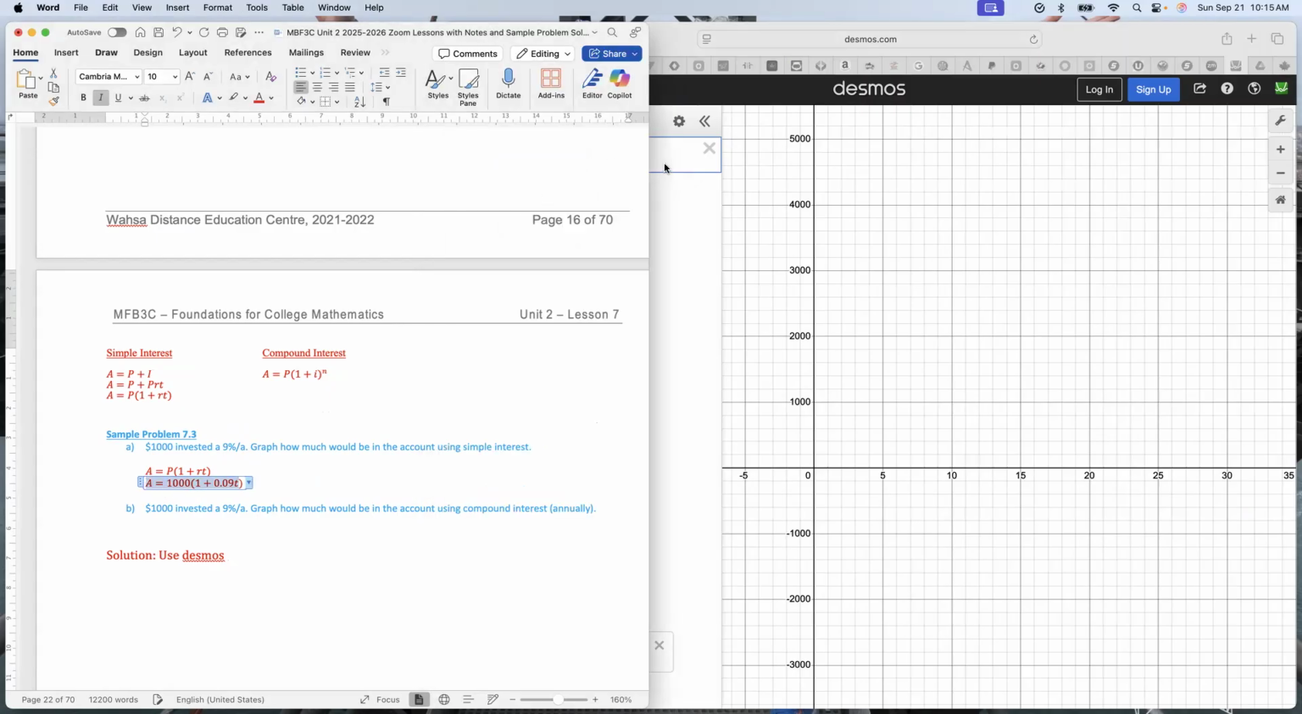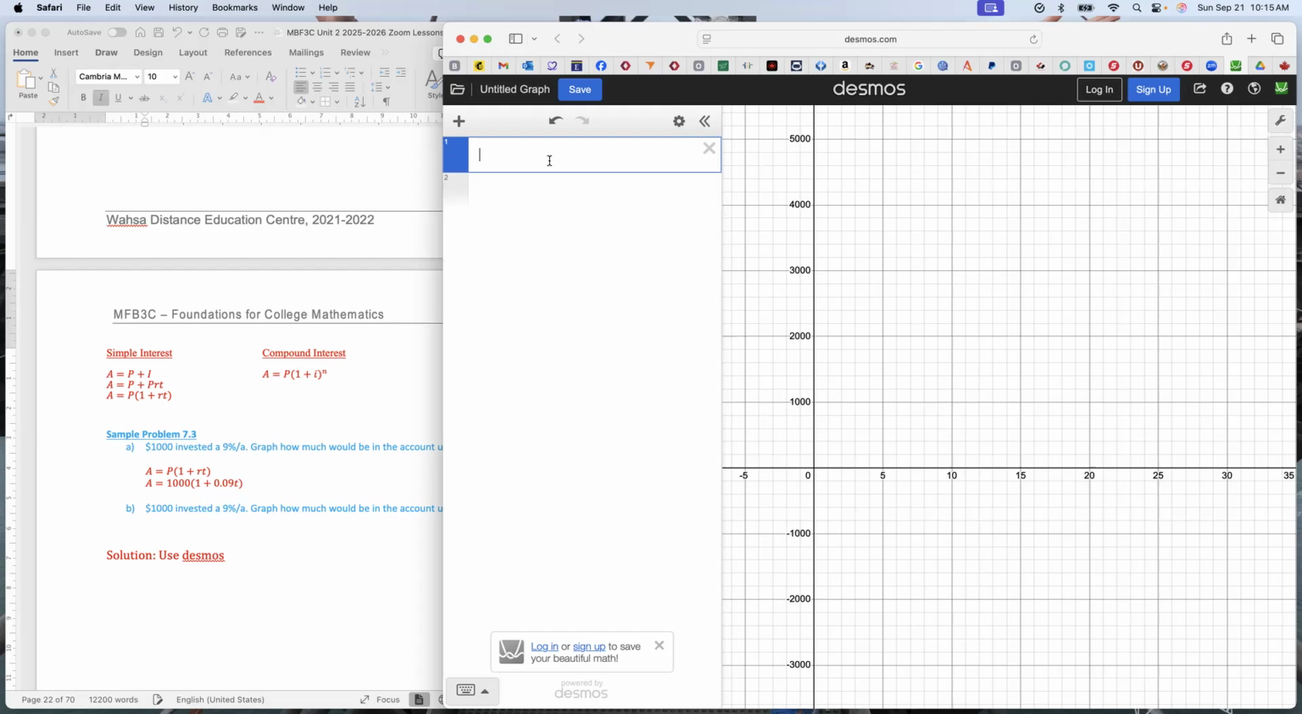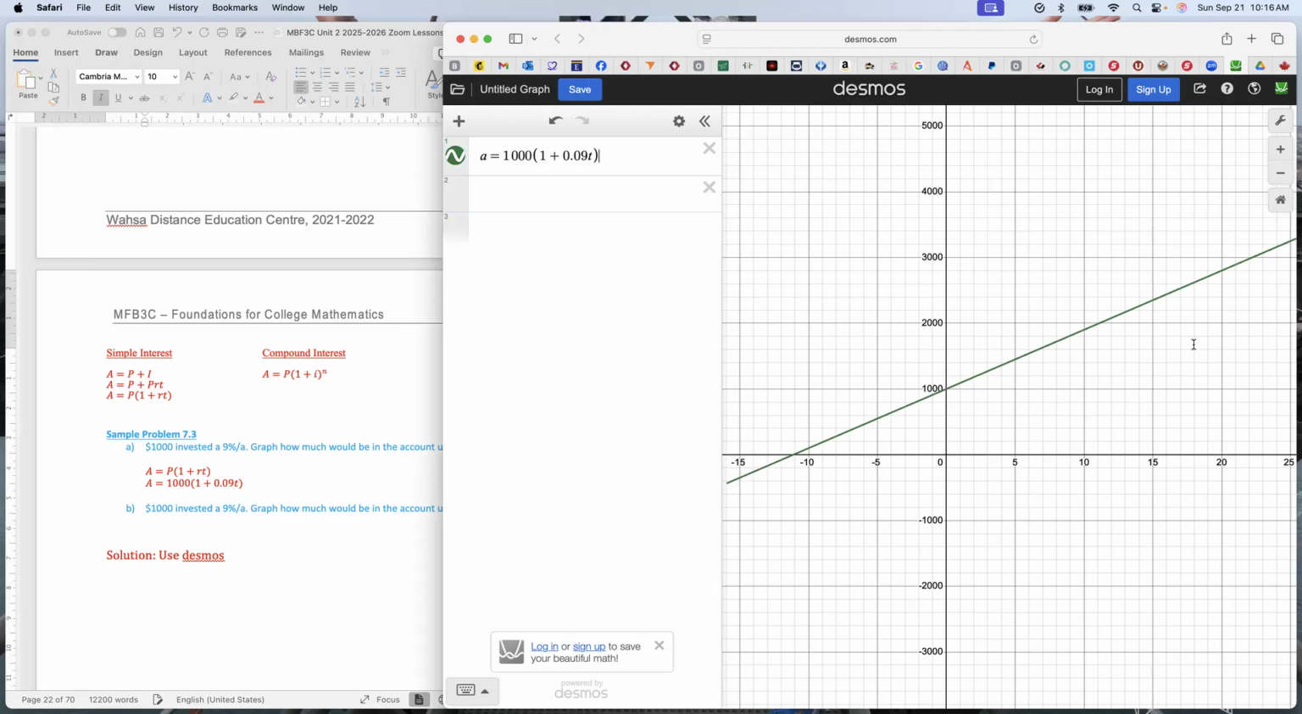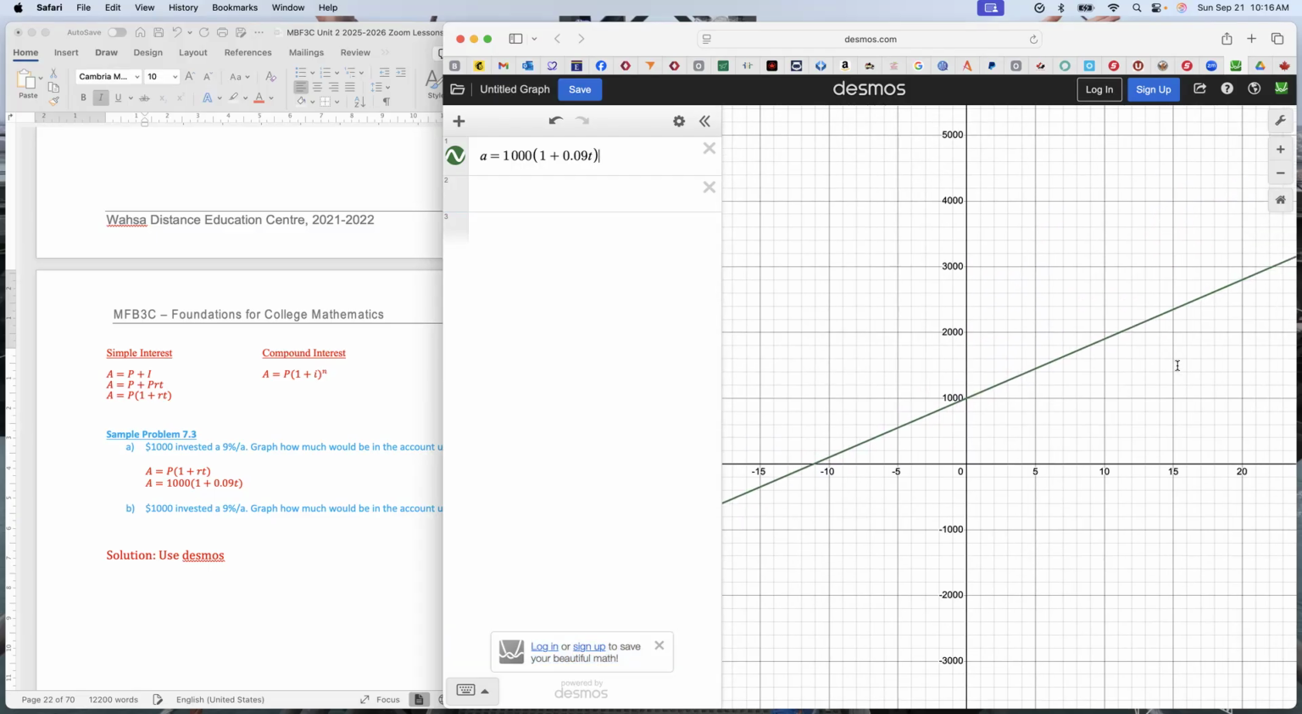This one comes over to here. A equals 1,000, bracket, 1 plus 0.09T, close the bracket, and there's the graph. You can see it is indeed a straight line.